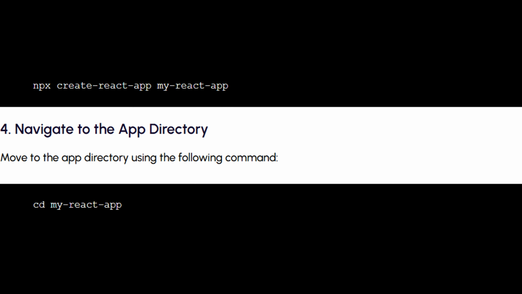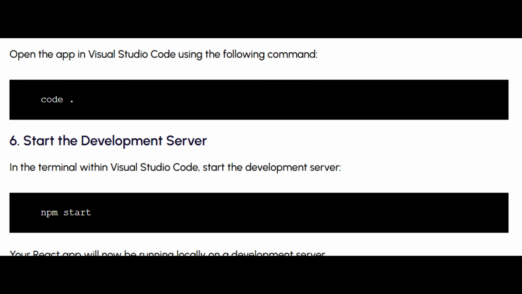Now, open the src folder in VS Code and modify App.js or create new components in src/components. You're now ready to start developing your React app.